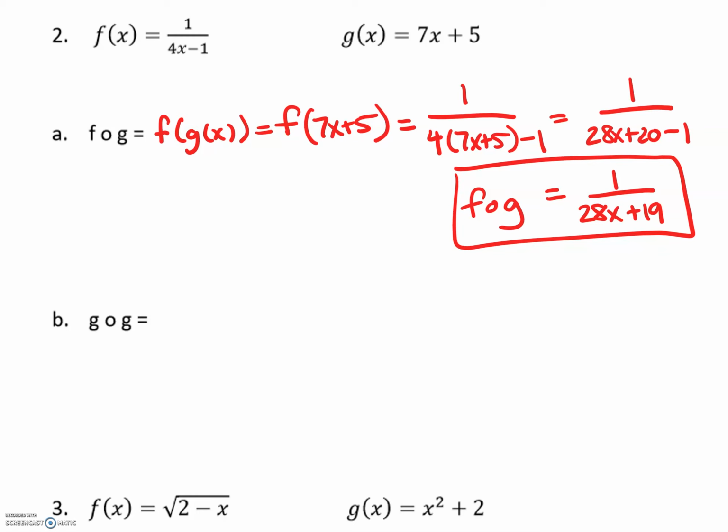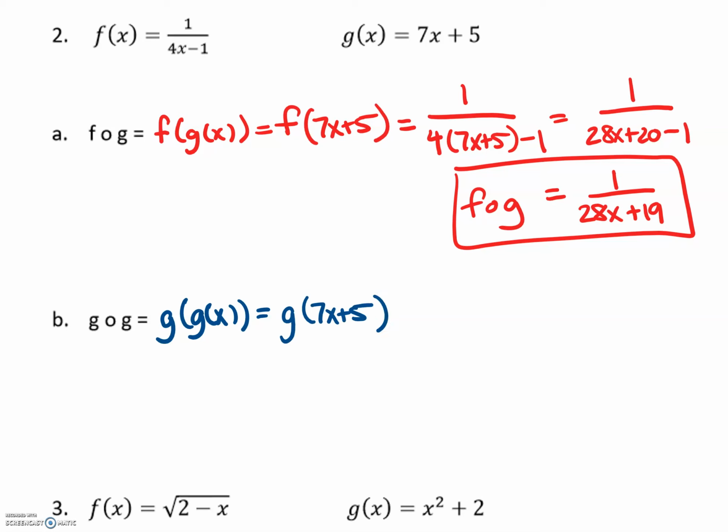Let's take a look at B. For some reason, B can be confusing for some people because it says g of g. The process is not going to change at all. g is going to be on the outside and g is going to be on the inside. So again, what are we going to replace g of x with? It says g of x is 7x plus 5.